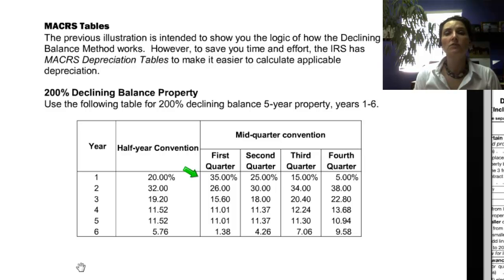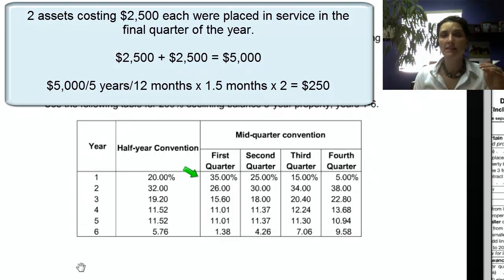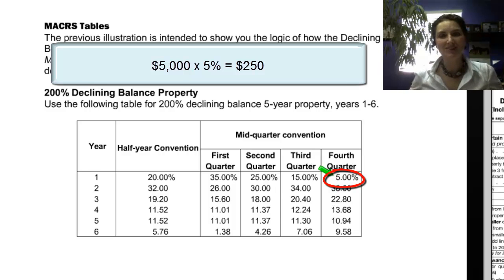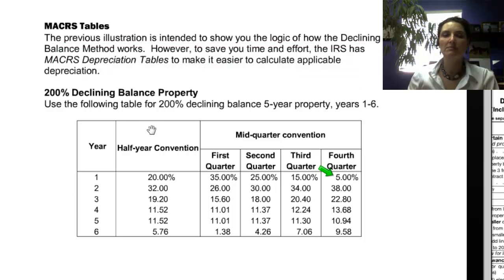Now let's look at the two assets that were placed in service in the final quarter, because those assets will only get 1.5 months of depreciation. So under that formula, we're going to take those two assets costing $5,000 total, divide that by 5 years, divide that by 12 months, multiply that by 1.5 months, and then multiply that answer by 2 for double declining balance in that first year. And what do we get? We get $250. Well, what is 5% of $5,000? Well, it's $250. So that is how 200% declining balance works, and 200% declining balance applies whether you use the half-year convention or the mid-quarter convention.